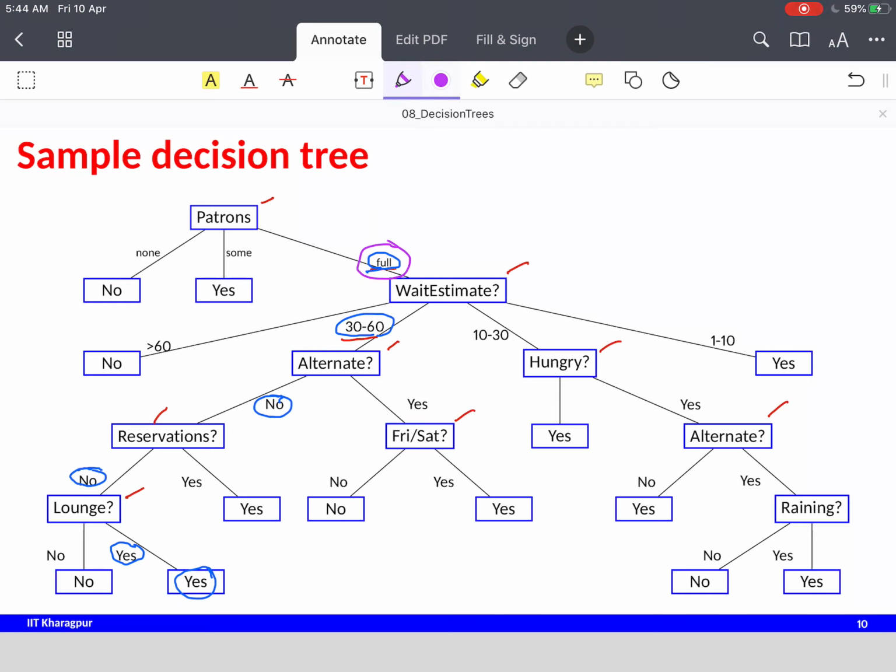For example, if it's full patrons, and let's say my weight estimate is 10 to 30, then probably I will check whether I am hungry or not. Let's say I am hungry, then I would like to check whether I have any alternative. If I have an alternative, let's say yes, then I would like to check whether it is raining or not. If it's raining, then probably I would like to wait in the restaurant. So given this observation, patrons full, weight estimate 10 to 30, hungry yes, alternative also yes, and if it's raining, then my outcome is yes.